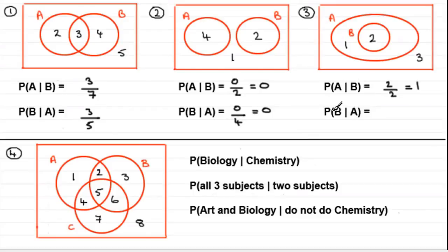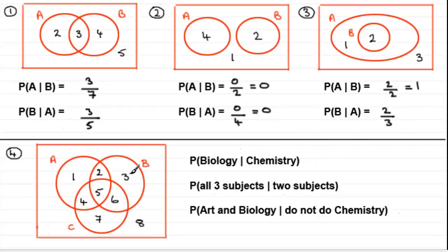What about this one? Probability of B given A. So we know that they do art. So how many people do art? Well, it's 2 and 1. Okay, a total of 3 people doing art. So that's our denominator here, 3 people. And how many do biology? Just the 2 out of all the people doing art. So it's going to be 2/3.